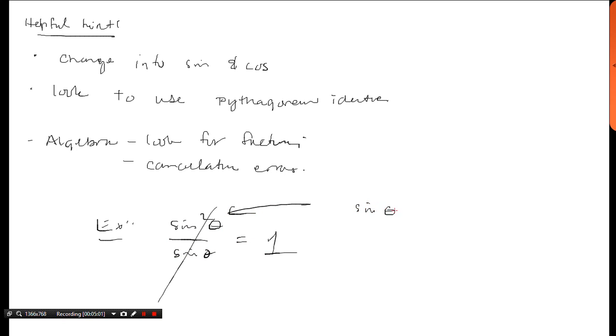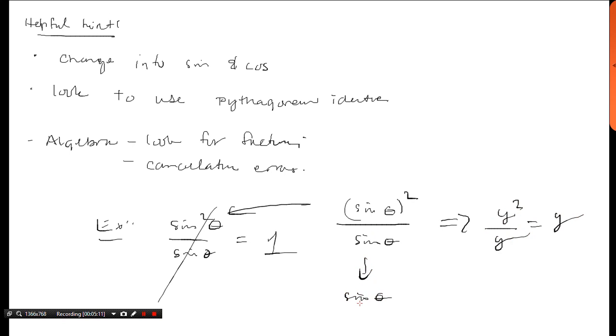is sine of theta squared. It's two of them. And this guy is just one of them. It's kind of like saying y squared over y. You're going to have a y left up top. So for this guy, you're going to have a sine of theta left. Okay, so that's kind of the connections we wanted to bring.